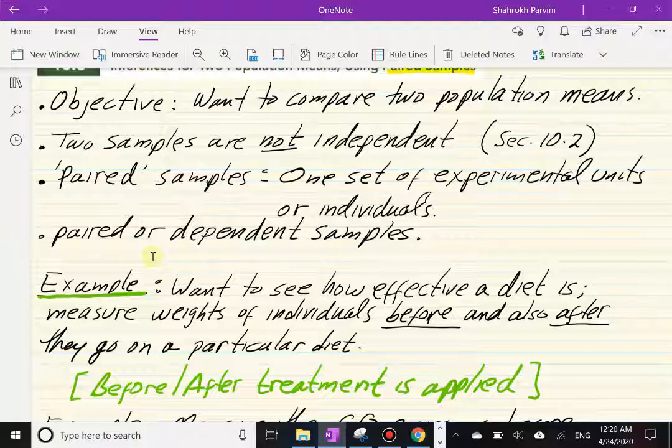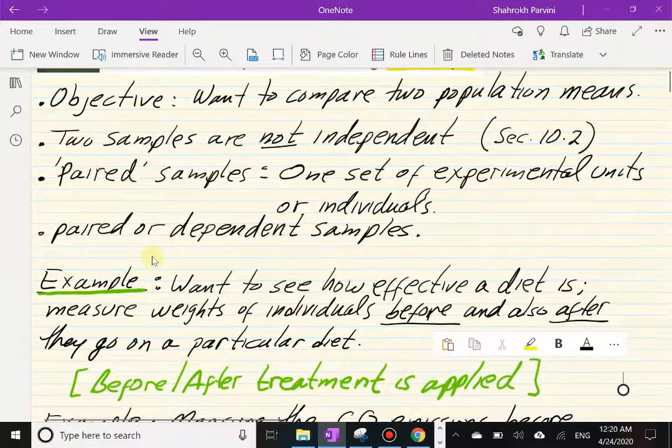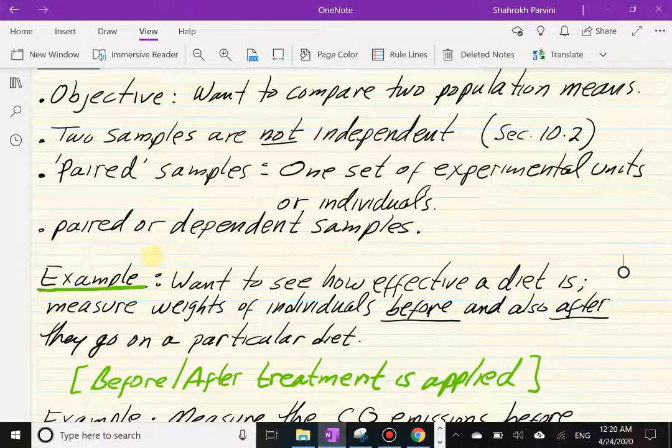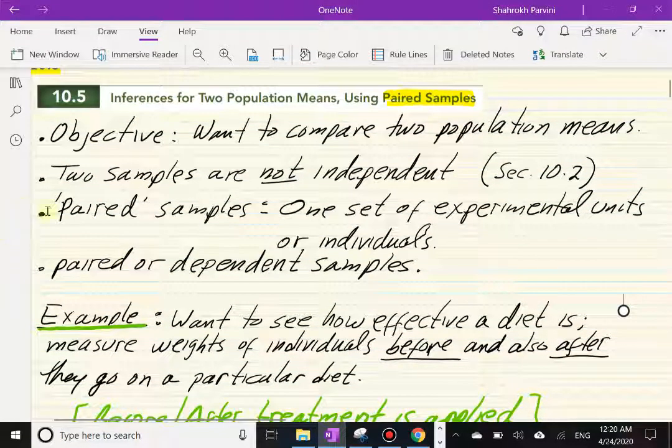Notice it's the same person. So let's say on myself, they measure my weight before, then I go on this diet, and they measure my weight again. So notice it's the same experimental unit. It's myself, but they're collecting two pieces of information on me. So there is a before and after treatment that's applied. Our treatment here is actually the diet.